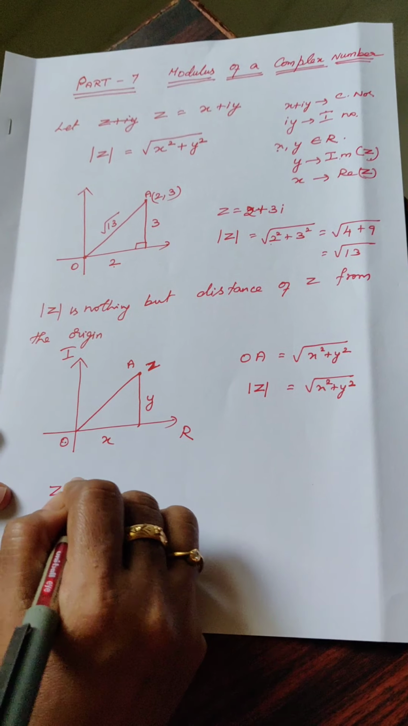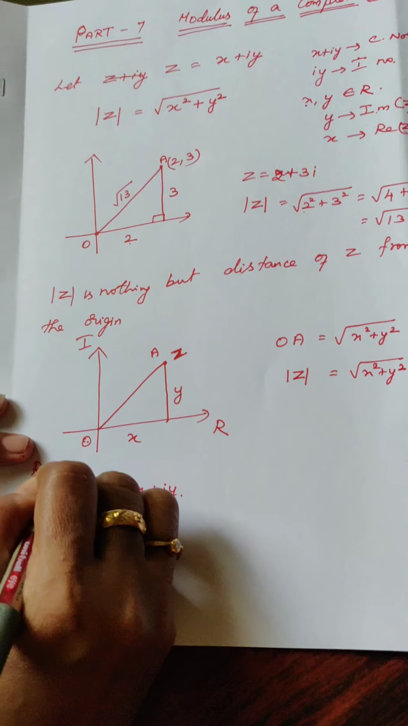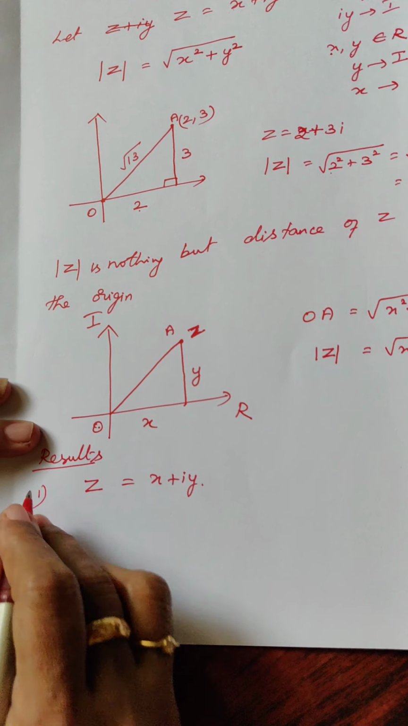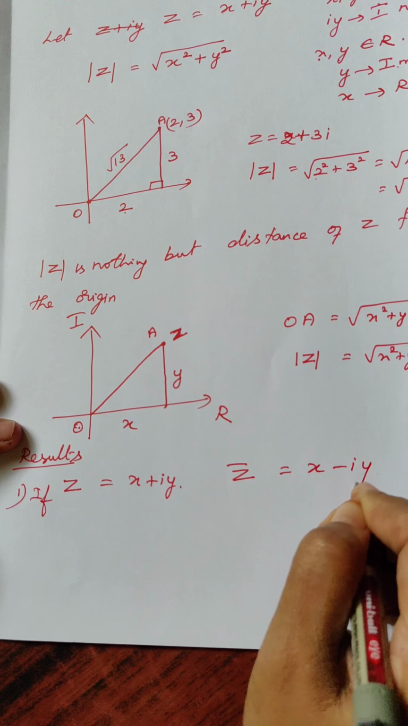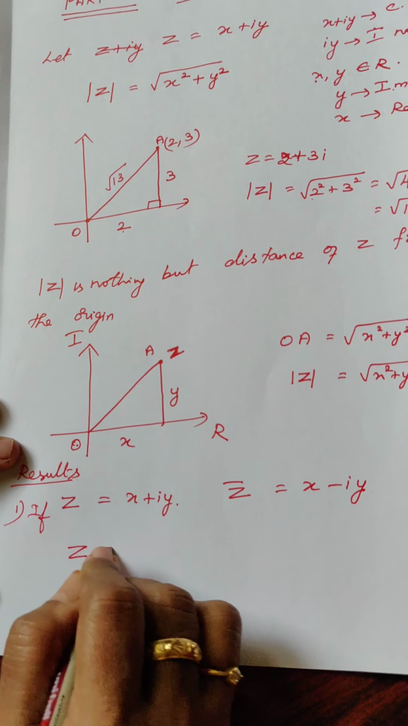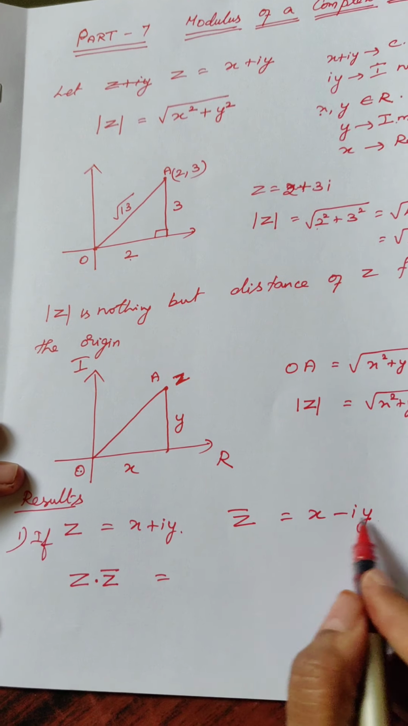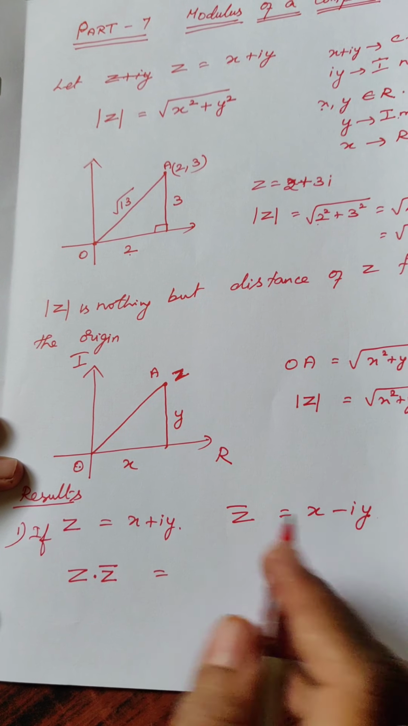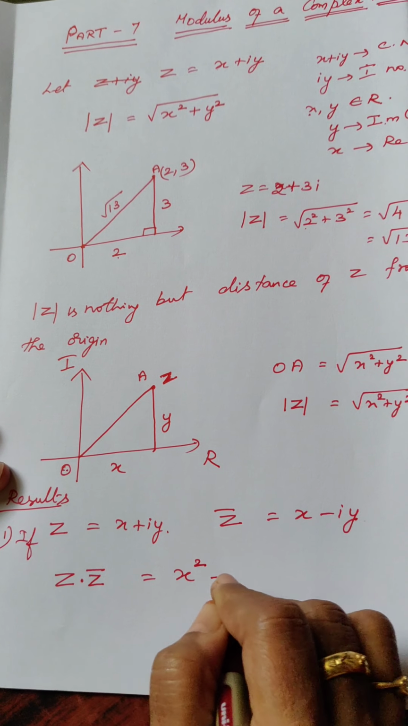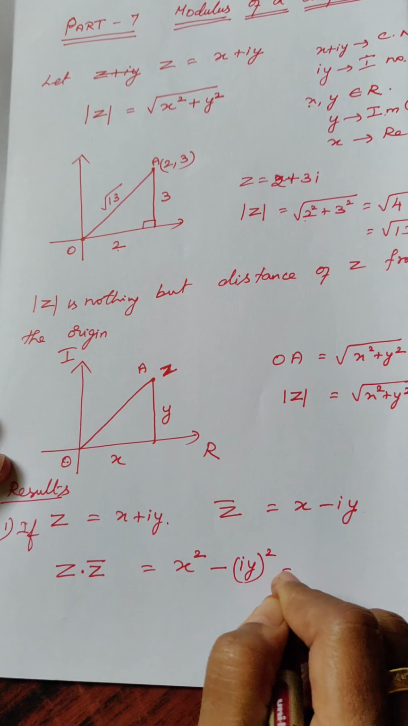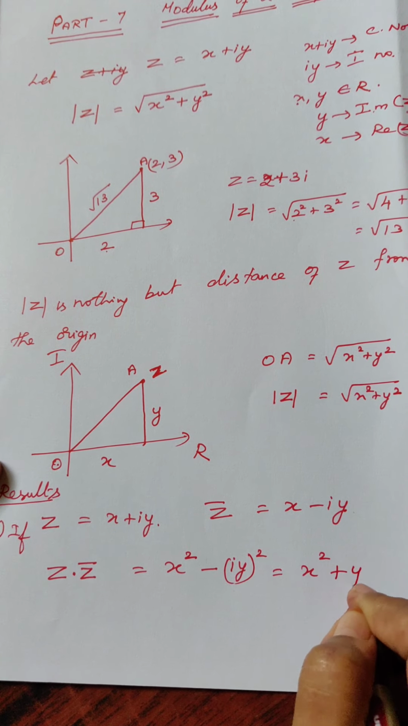Already you know that if z is equal to x plus iy. Result 1: if z is equal to x plus iy, you already know that z bar is equal to x minus iy. Now what will you get for z into z bar? Just multiply these two. This is of the form a plus b and this is of the form a minus b. a plus b into a minus b is a square minus b square. So x square minus iy the whole square, which is equal to x square, i square is minus 1, minus into minus gives plus, so x square plus y square.